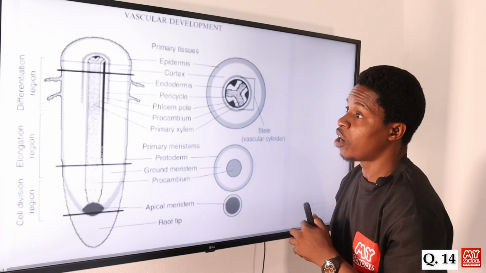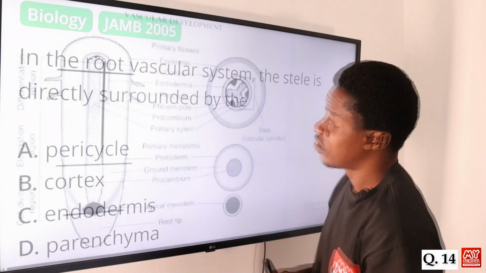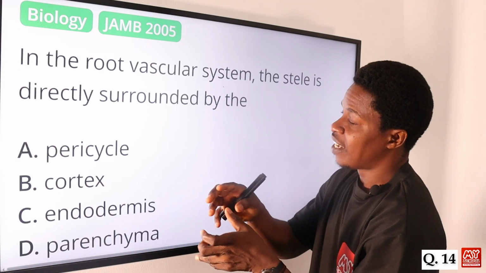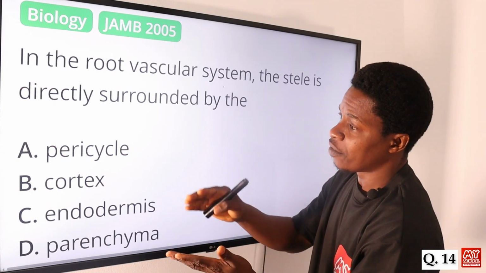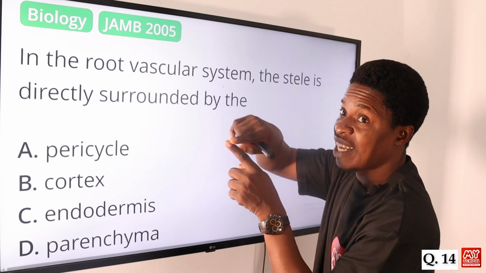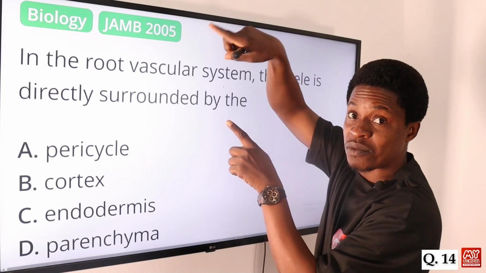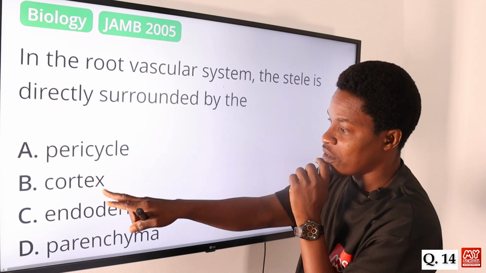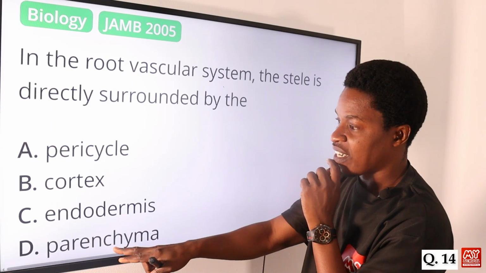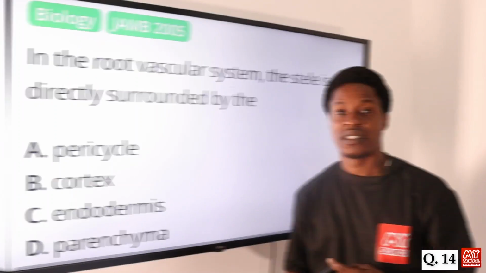So let's go back to the options so that we can select the correct answer. When you look at the vascular system of that root, like what we saw there, we said that it is directly surrounded, that means immediately after the stele, it is surrounded by what? It was the endodermis. So it is not pericycle, not cortex, not parenchyma. So the correct answer is option C, endodermis.